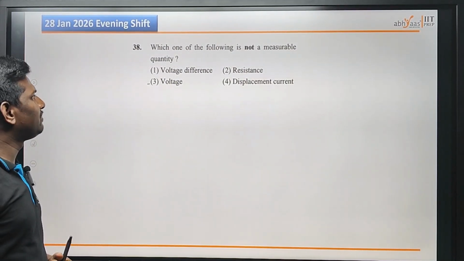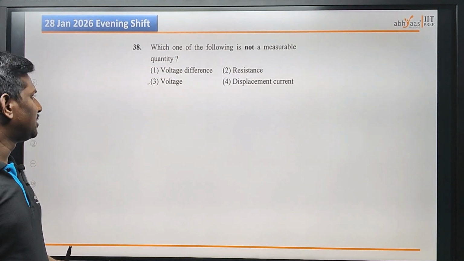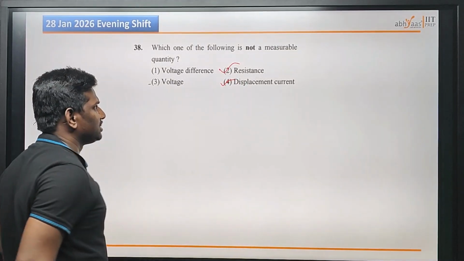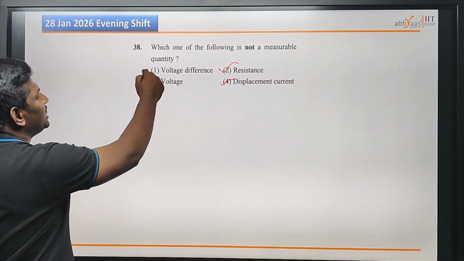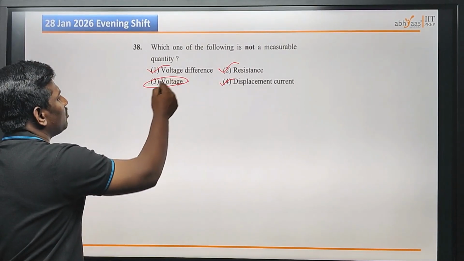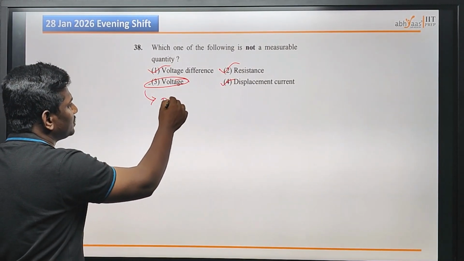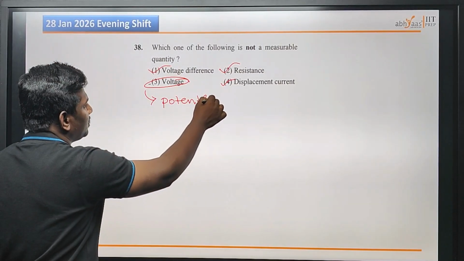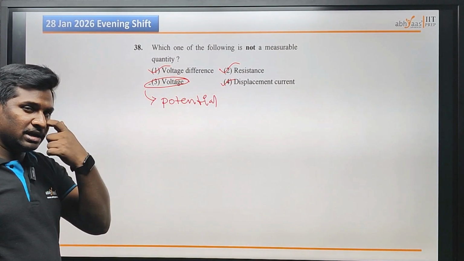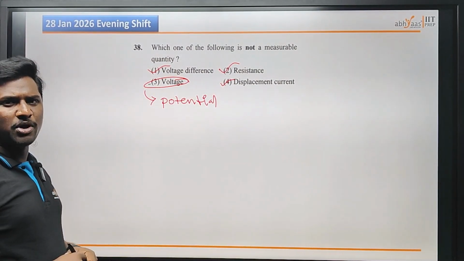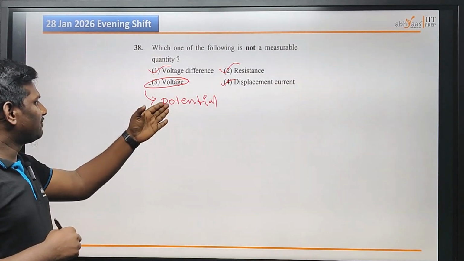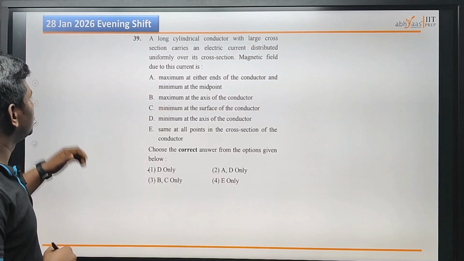Question number 38. Which of the following quantities is not measurable? Resistance is measurable. Displacement current is measurable. And voltage difference between 2 points is also measurable. So what is this one? Voltage. Voltage is nothing but potential. We can't measure it without taking any reference. If you know the reference point, you can measure the potential. Without knowing a reference point, we can't measure the potential. So option C is your answer.